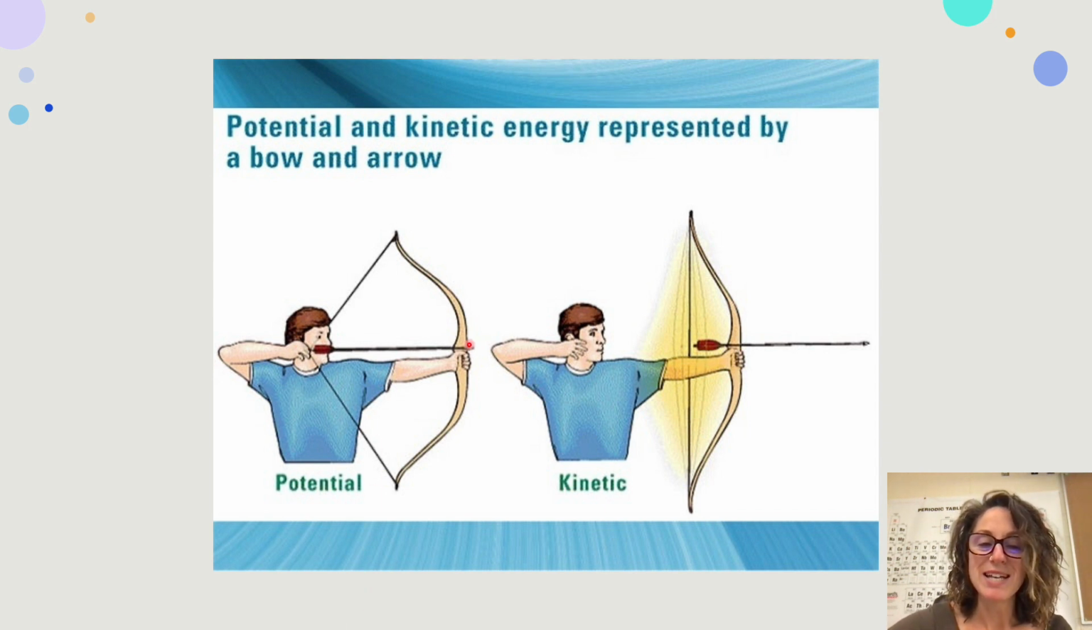Here, as the archer pulls back on the bow with the arrow, this is potential energy. At this point, nothing is moving. That arrow isn't moving, but it has the potential to move. Once the archer lets go, the arrow is in movement, and that is kinetic energy.